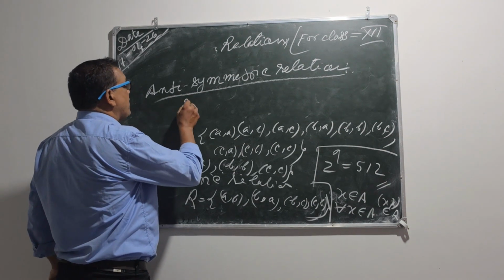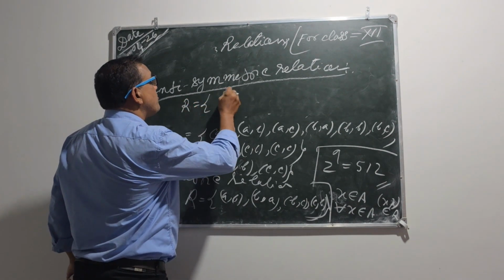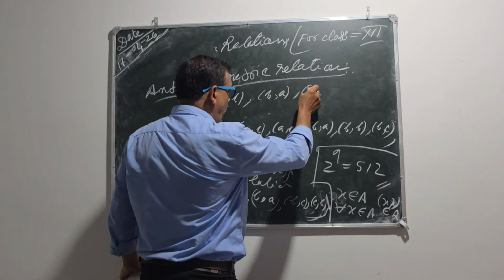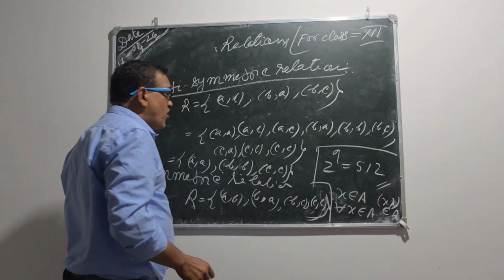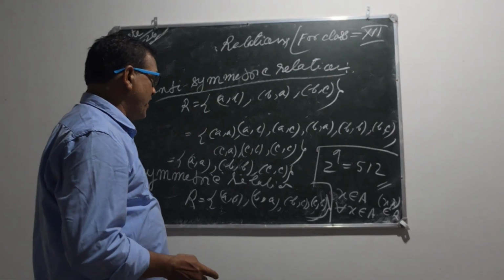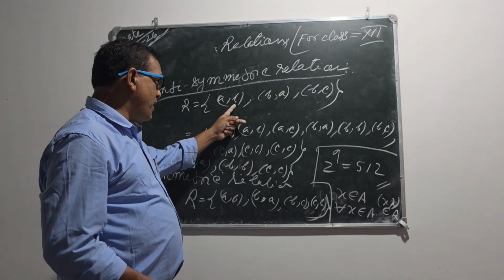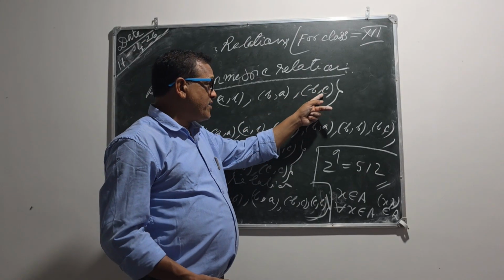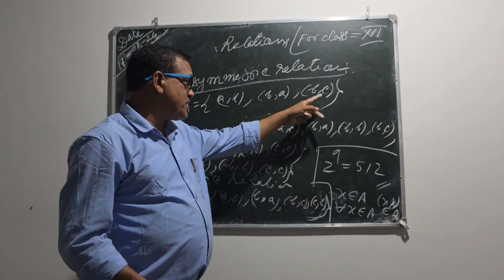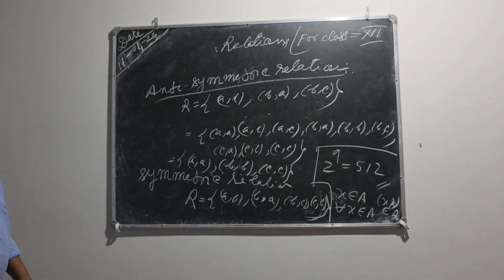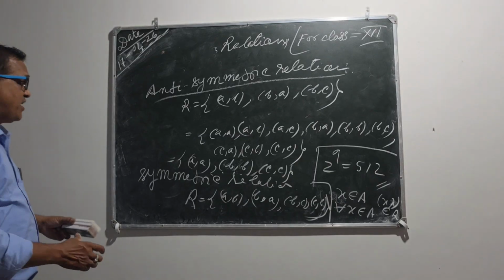That is, if we have been given one relation like (A, B), then (B, A), and one more (B, C). So it is not symmetric. That is why it must be anti-symmetric. Why is it not symmetric? Because for (A, B), there is (B, A) also, but for (B, C), its inverse relation, that is (C, B), is not given here. That is why it is not symmetric. That means it will be an anti-symmetric relation.